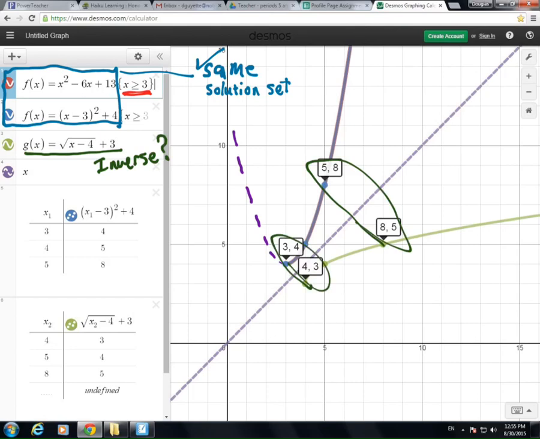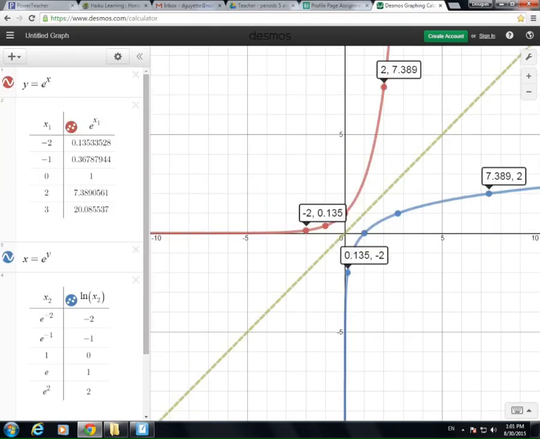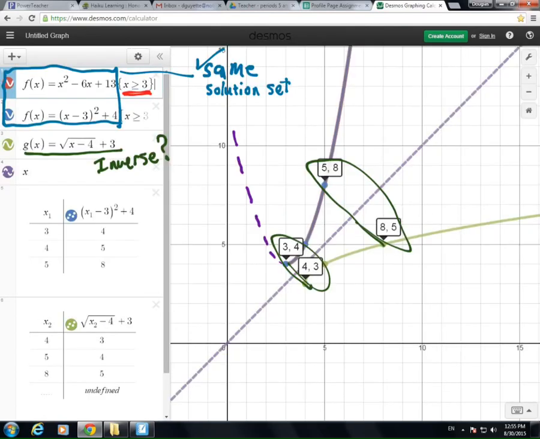Finally, is my answer for the inverse indeed the inverse? And you'll notice what I did is I made a table of values with the function f of x, and I made a table of values with the function g of x, and we can see here that each of the points (3, 4) and (4, 3) are literally inverted. (5, 8) becomes (8, 5).